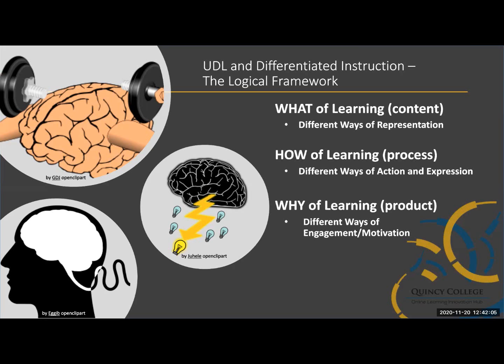So when you're differentiating at the process level, you're thinking about various ways students can go through in order to end up with the same product, which of course is aligned to the course objectives. And that leads us to the why of the learning, which is the product, the end result. Melody referenced this as the different ways of engagement and motivation. So I'm going to dig in a little bit deeper here.